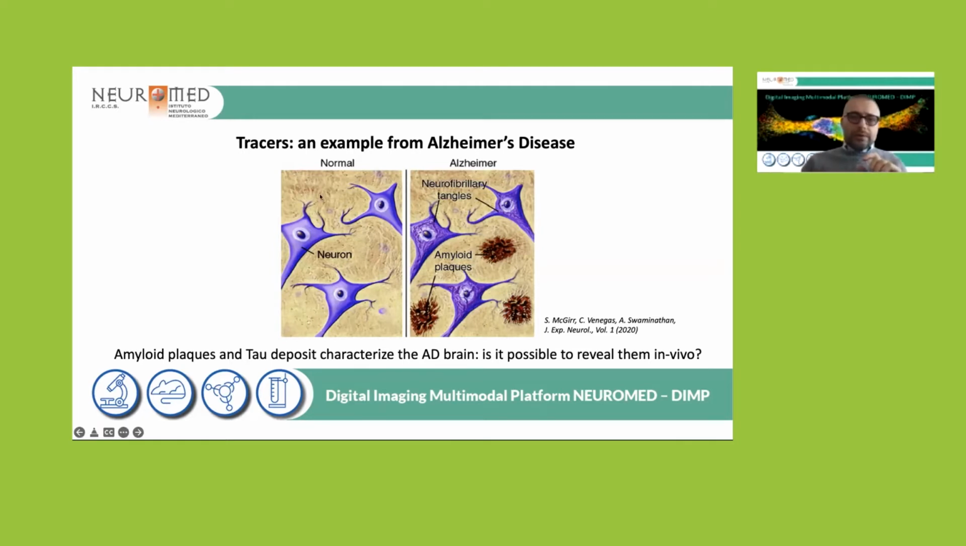So here on the left, you see a very normal brain. Those are neurons. And here on the right, you see amyloid plaques outside the neurons, and inside the neurons, tau neurofibrillary tangles. And the question is, can we reveal them in vivo? So can we reveal them on a living subject?